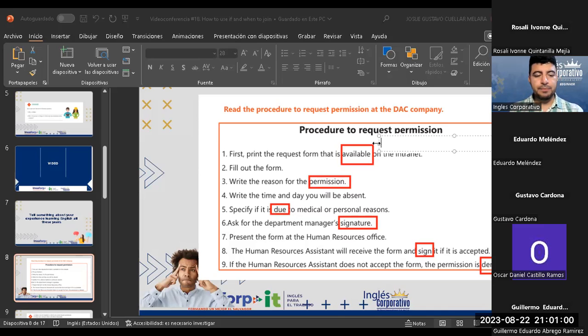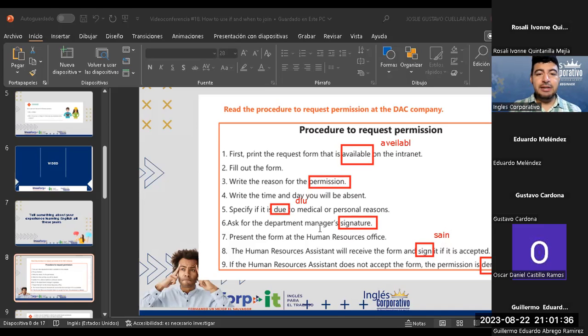It's like available, available. This is permission. This is due, this is signature, okay. This is sign, this is denied. Sign, and denied. Okay, so this is the procedure to request permission.